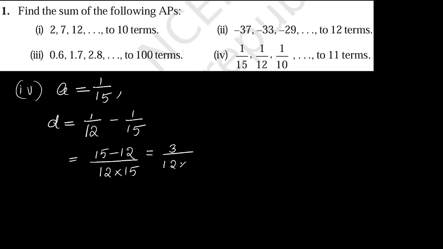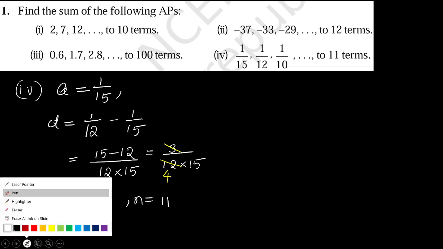3 by 12 into 15. Then after that, 3 and 12 cancel. You will get 4 here. So let me write again. Common difference equal to 1 by 60. Denominator will be 60. And the number of terms is what? Fourth question, 11. So a, d and n, everything is written.